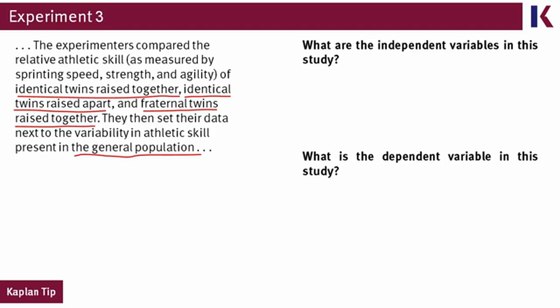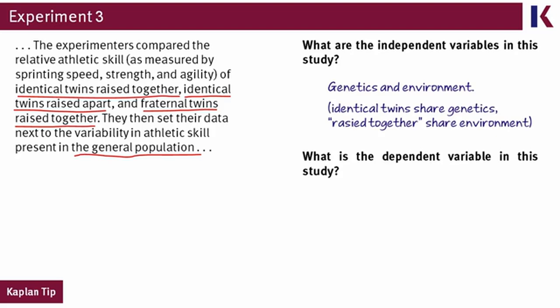The two independent variables here are genetics and environment. And having 4 different groups in the experiment allows us to isolate these 2 variables in any way we want, because identical twins, by definition, share genetics, and being raised together means the 2 siblings share their environment. The dependent variable then is what is in fact measured in each of these 4 groups, and that's athletic skill.